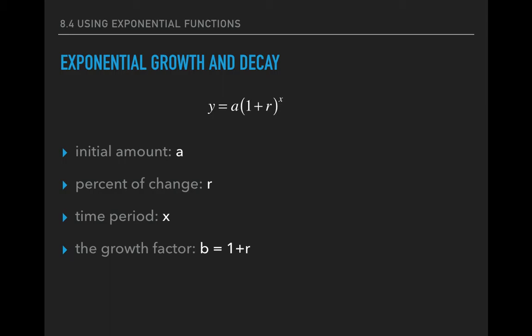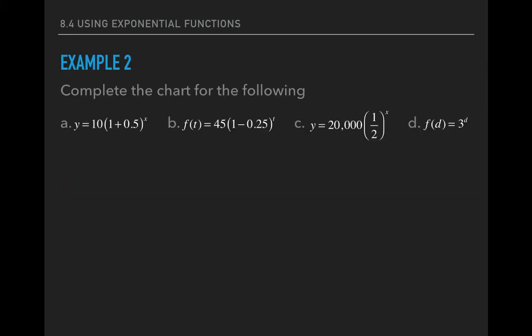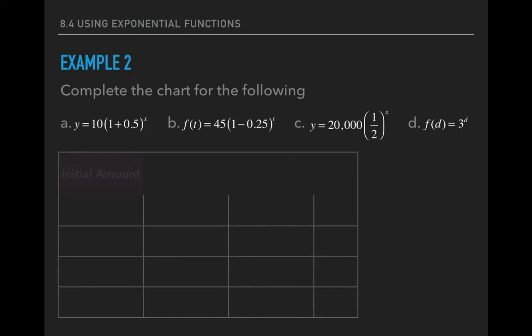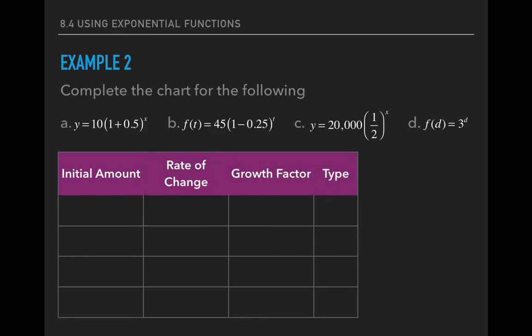So let's take a little look here at this example. We're going to complete a chart where we're going to look at the initial amount, rate of change, growth factor, and the type, being exponential decay or growth, for each one of these functions.